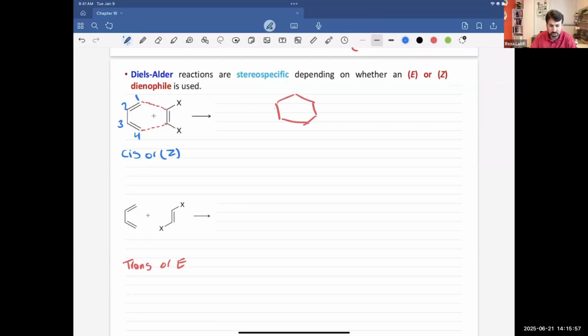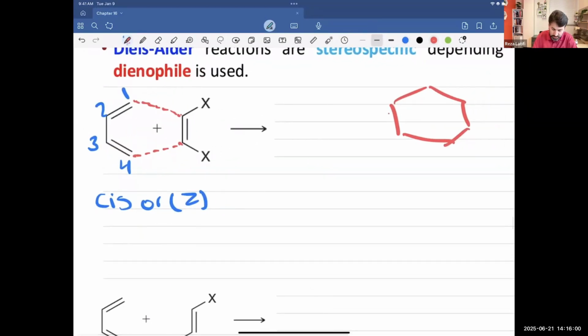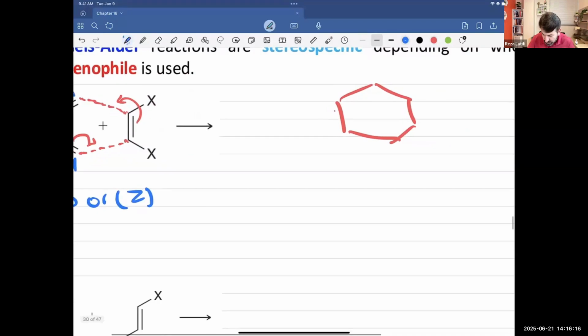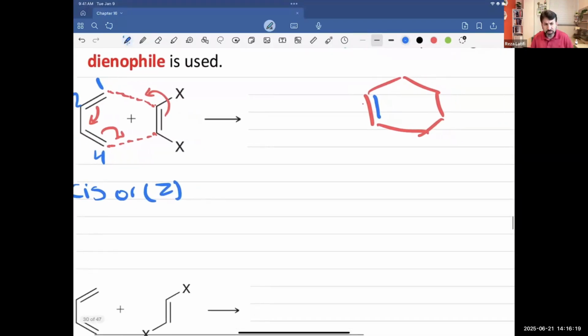And also, remember this, that's clockwise or counterclockwise, and the double bonds can move. So this bond is going to move here, that one is going to move there, and this one is going to move there. And so what do we get? We get one double bond here. Next thing is we will get X's, one here and one there.